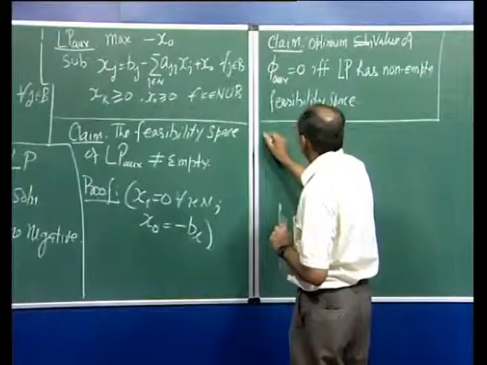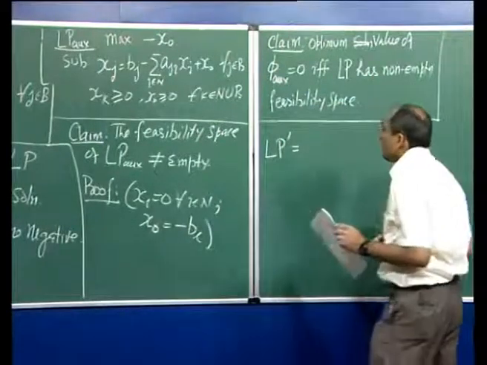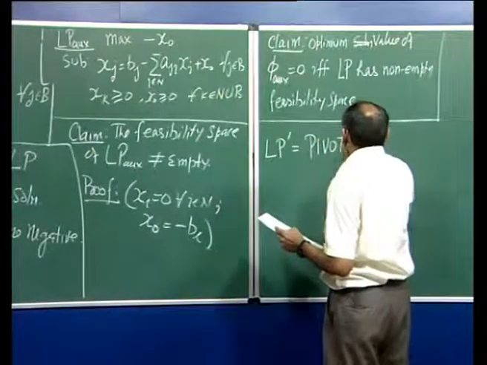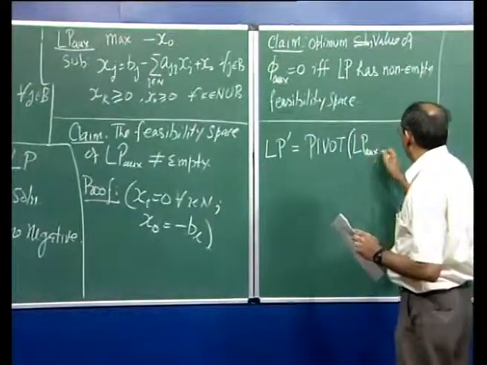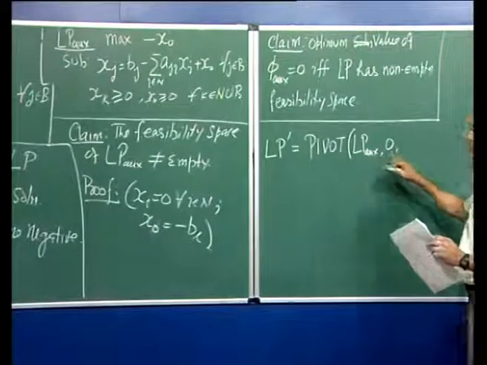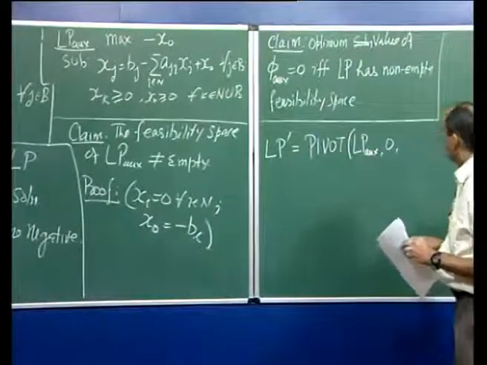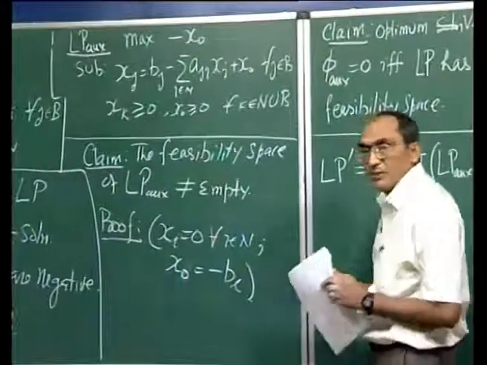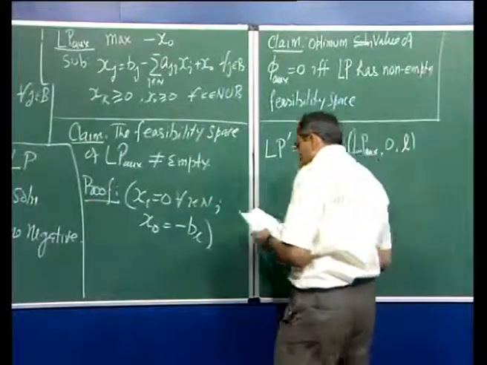So let's now take LP prime, which is the pivot of LP aux with 0. The index 0 is the index of this variable, and L is that index in B for which BL was the least. So we are going to compute this, and let's write down the expression for this.